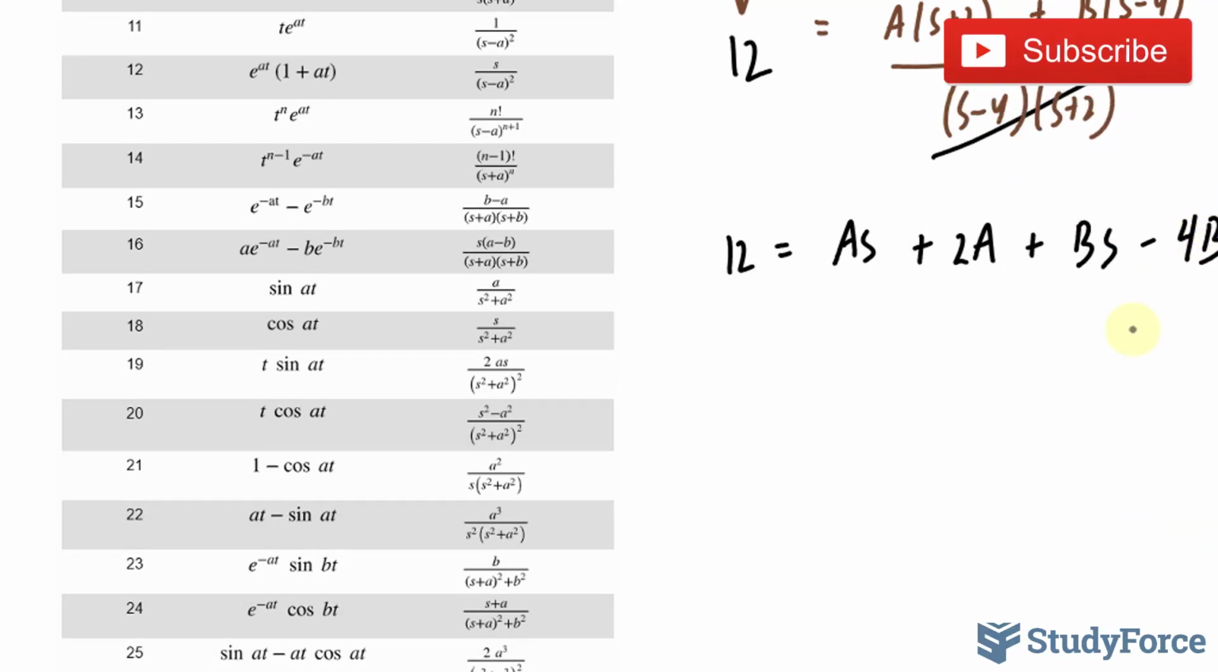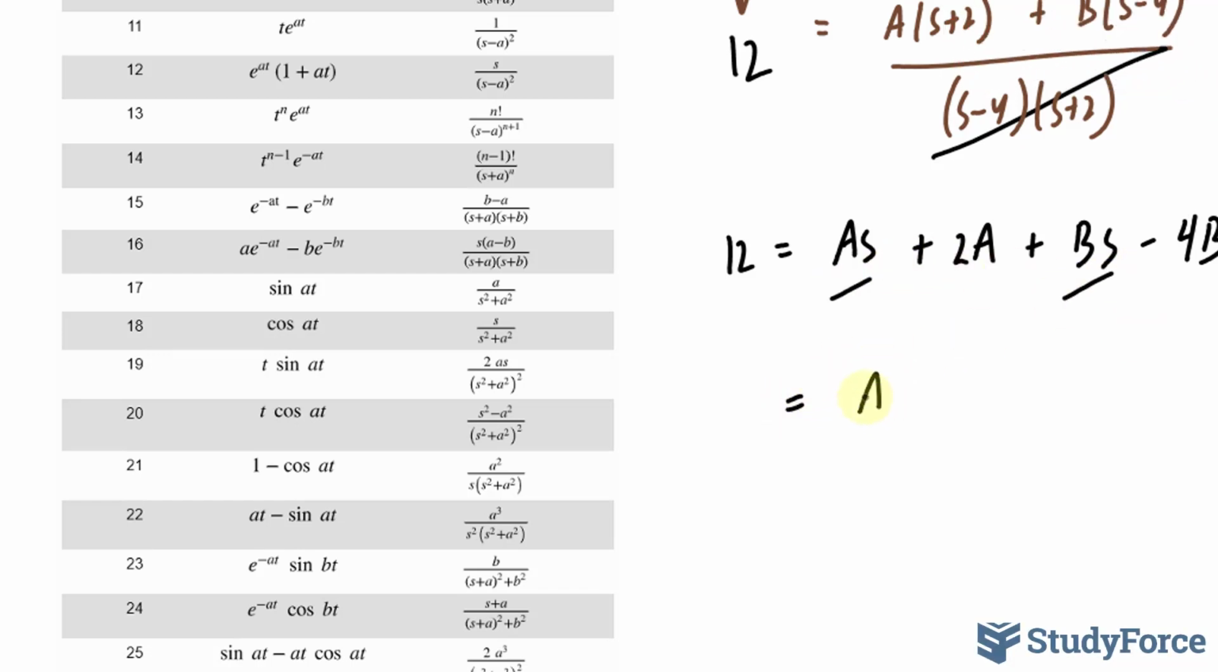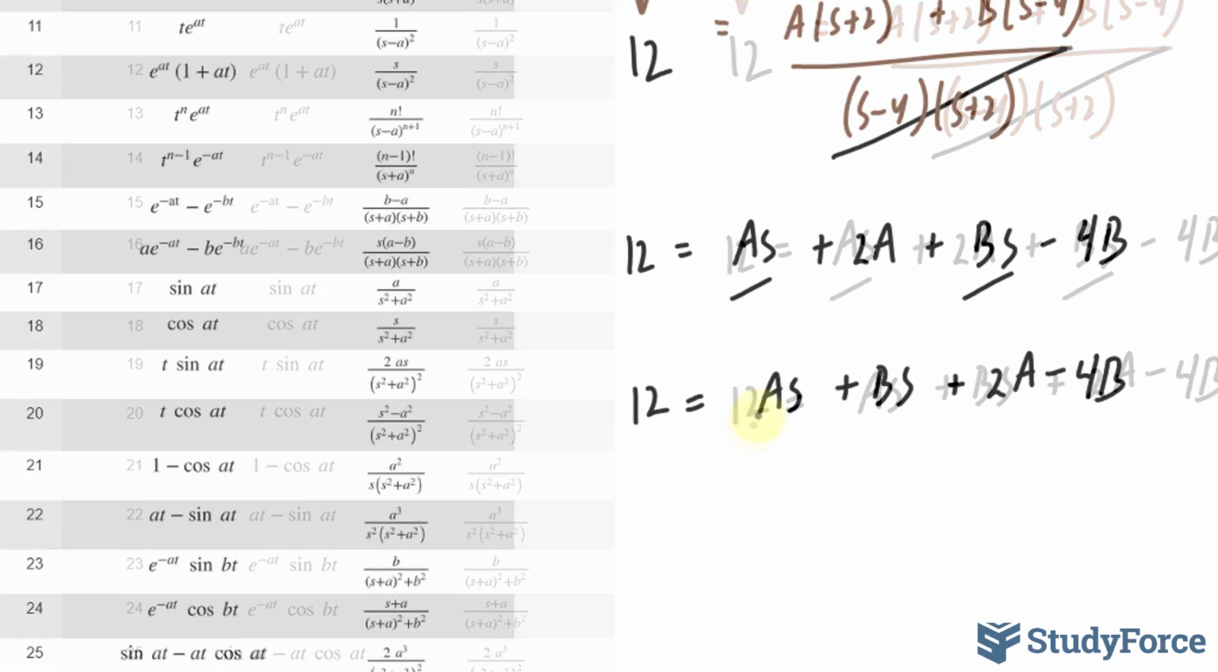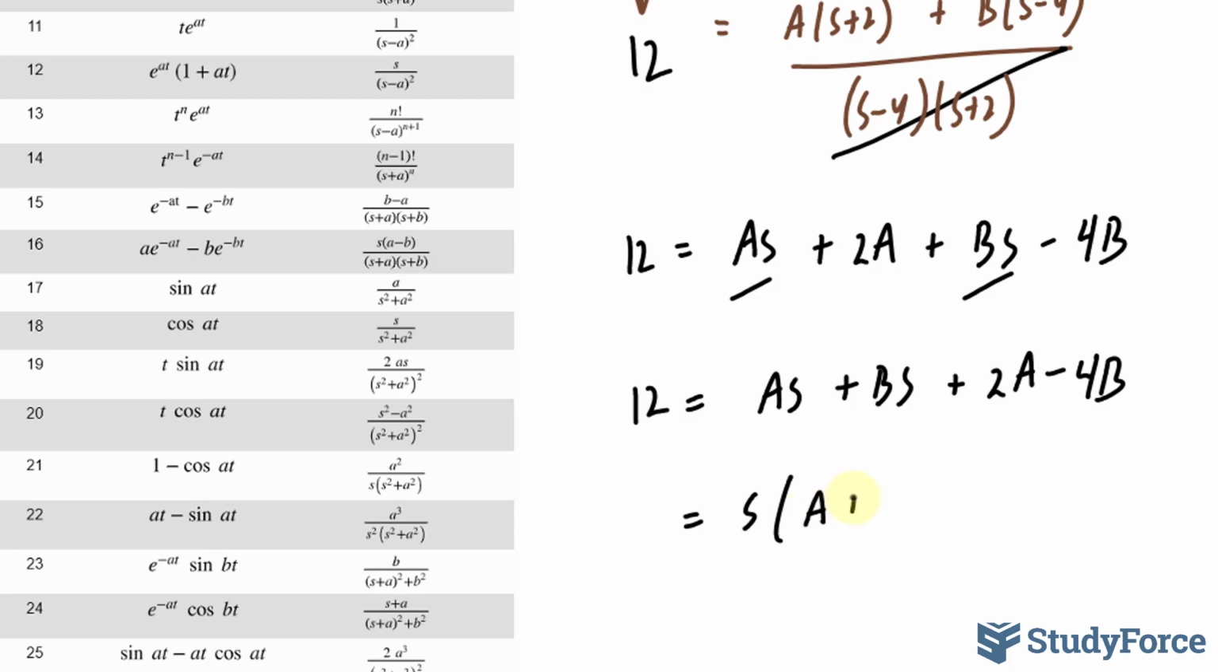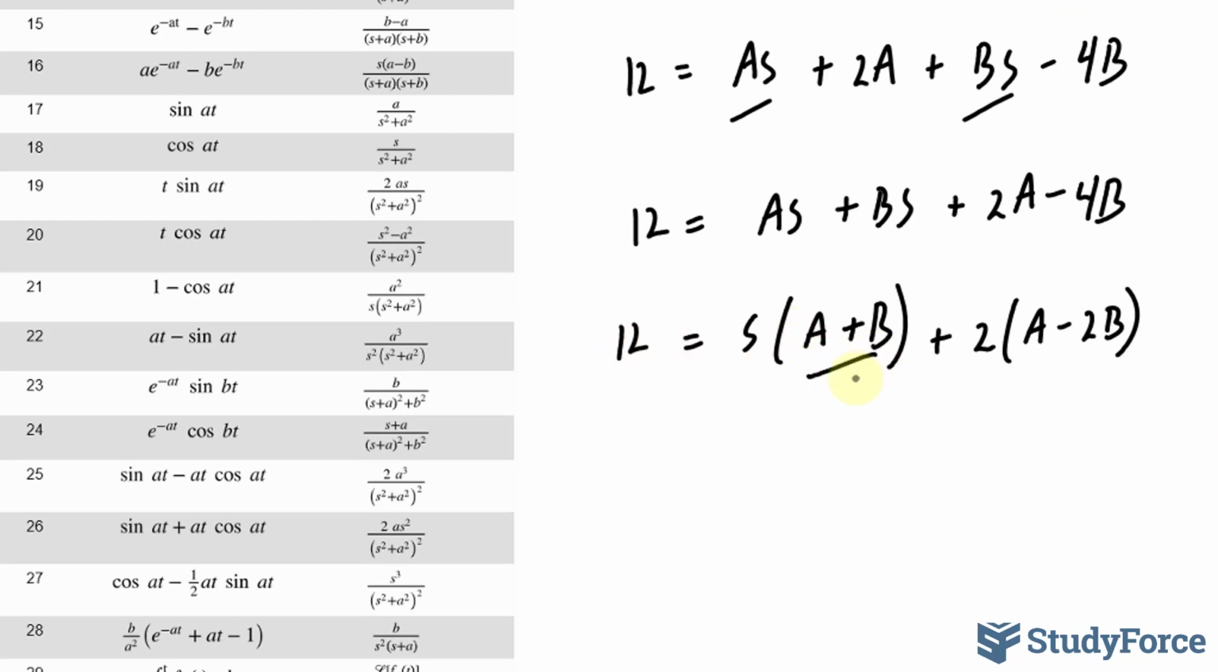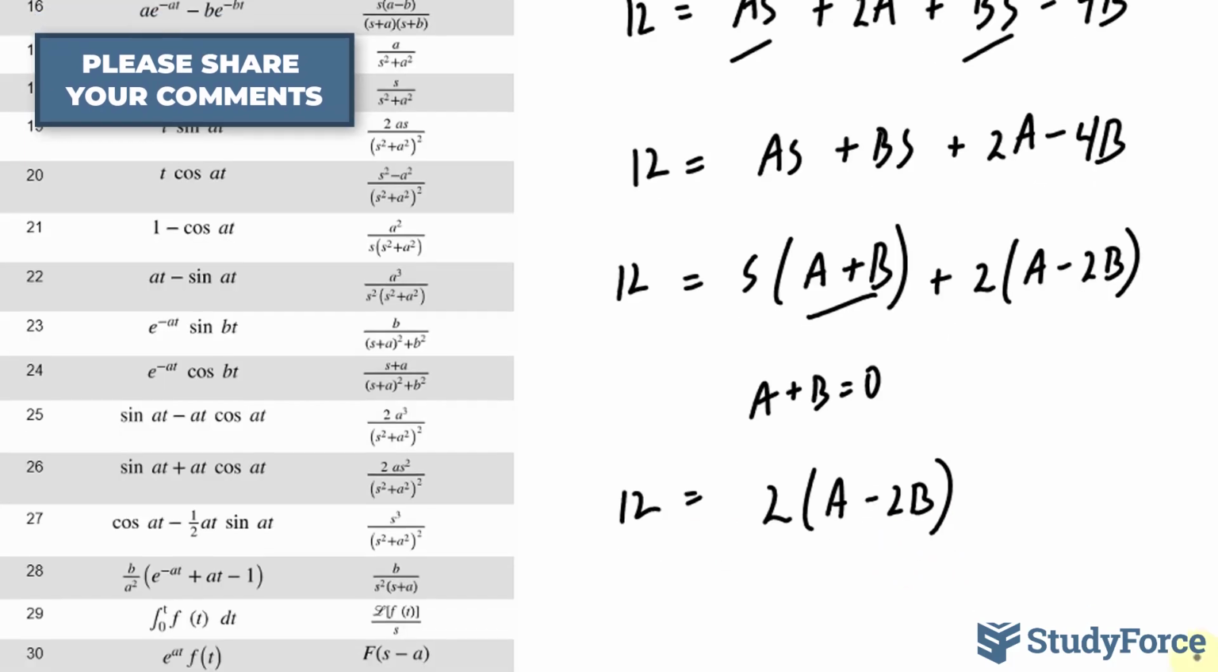Now we need to find what a and b are equal to, and one way to do that is to collect like terms. This term and this term are like. We have a times s plus b times s plus 2 times a minus 4 times b. I'll factor these two terms for s. We get a plus b, plus these two terms being factored is 2 times a minus 2b. Setting this equal to 0, I end up with 2 times a minus 2b is equal to 12.